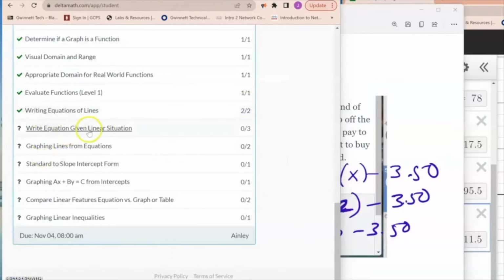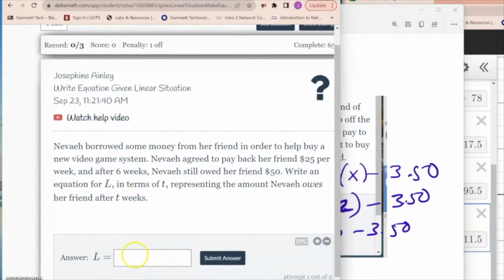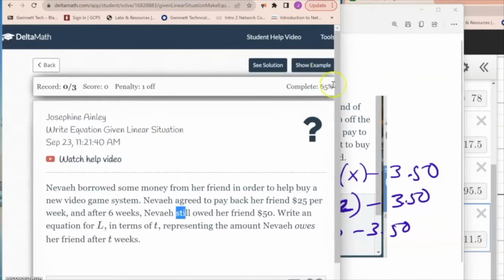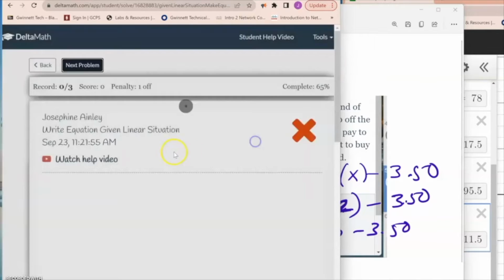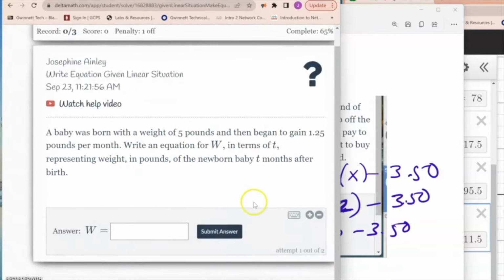So, write an equation given a linear situation. There's only a specific kind of question that I'm going to give to you. So I'm just going to make sure this is one of those. Yeah, this is not the question I'm going to give you. So that's fine. I'm just going to skip it. I'm going to show you just the question I'm going to give you. All right, a question like this. This is one that I'll give you.